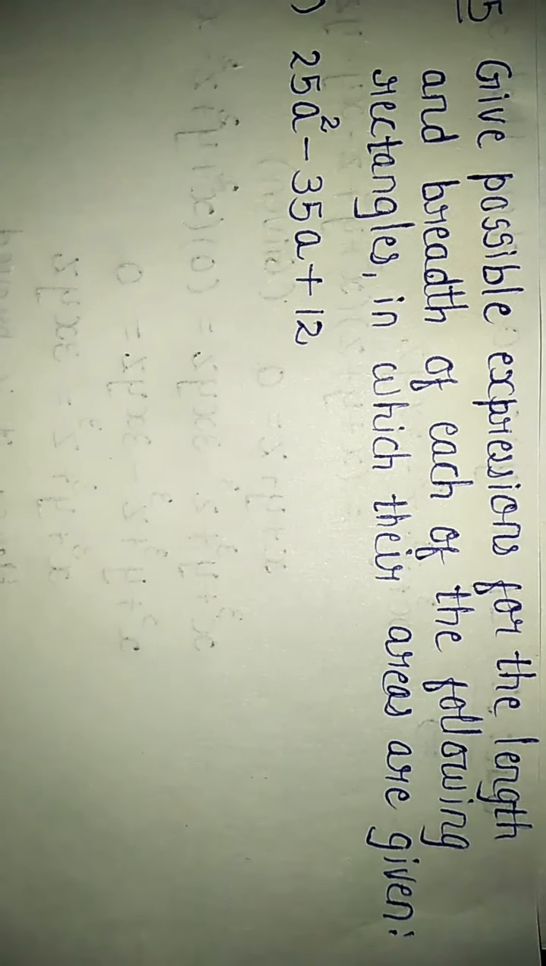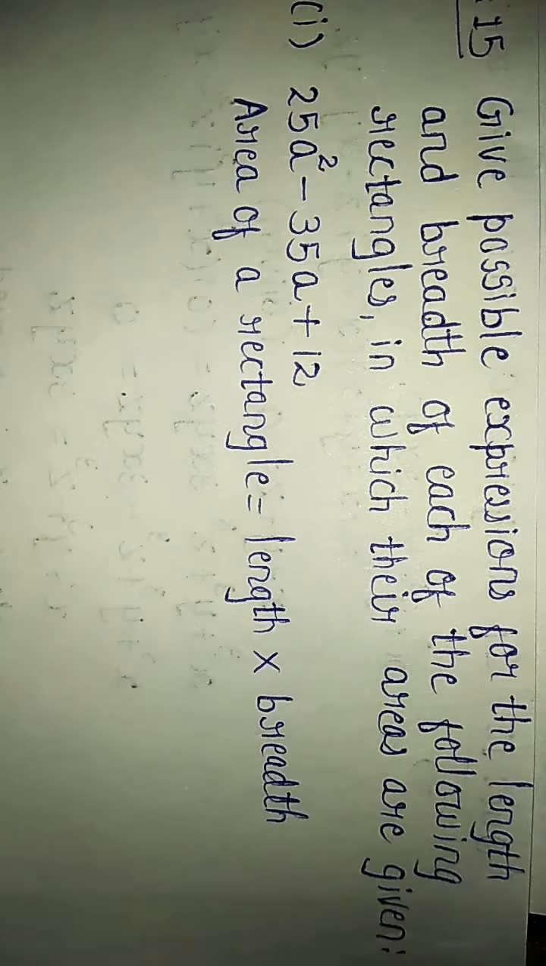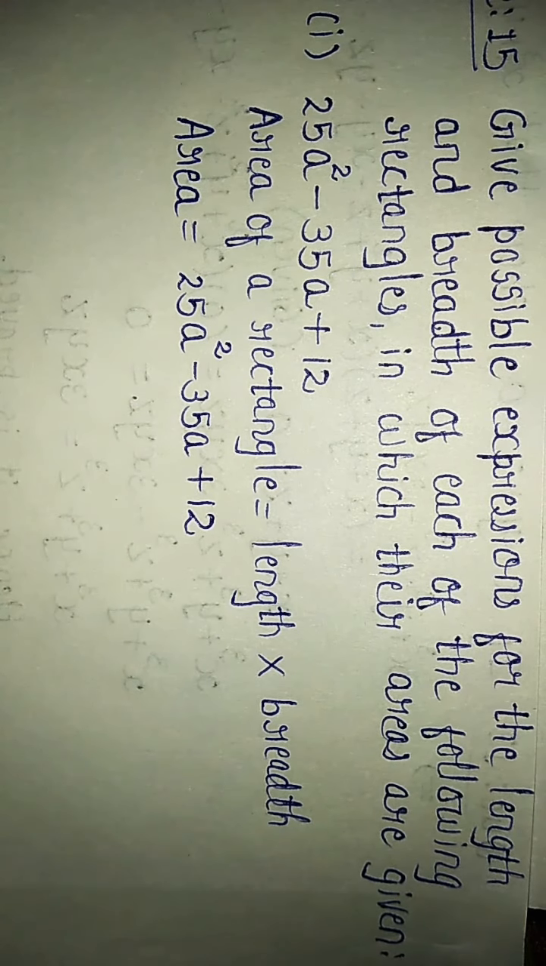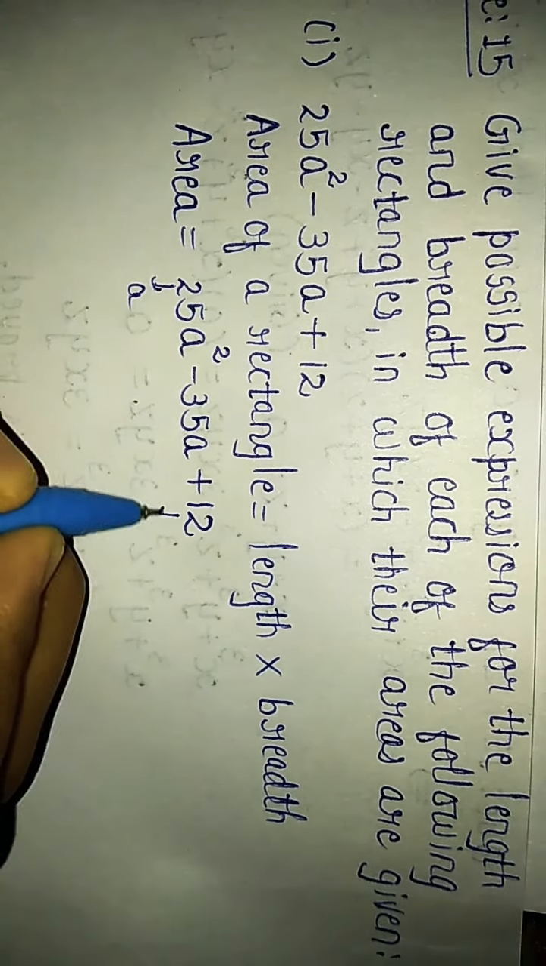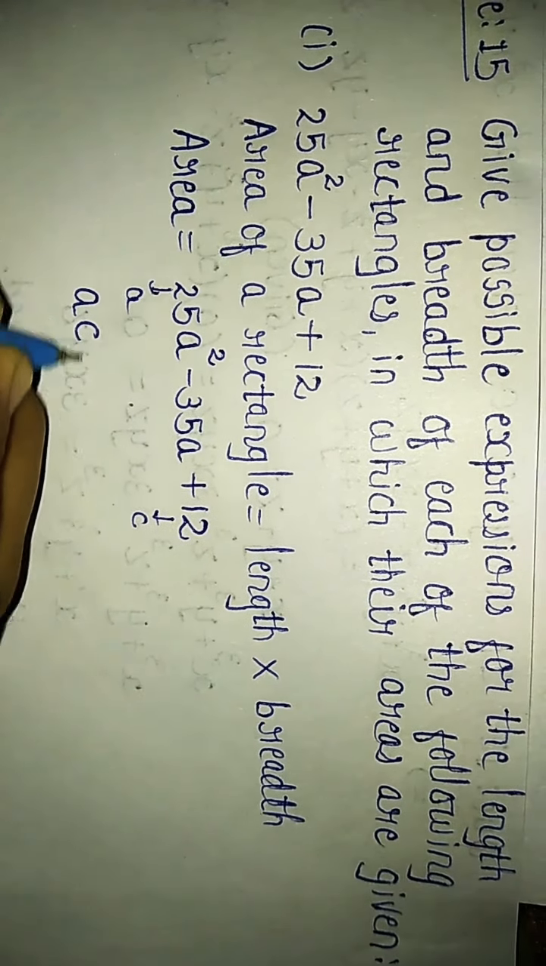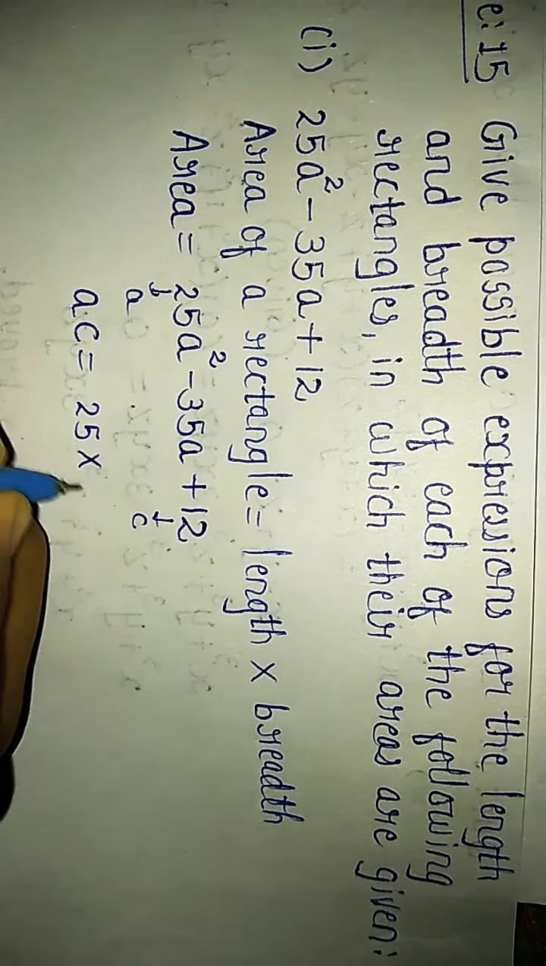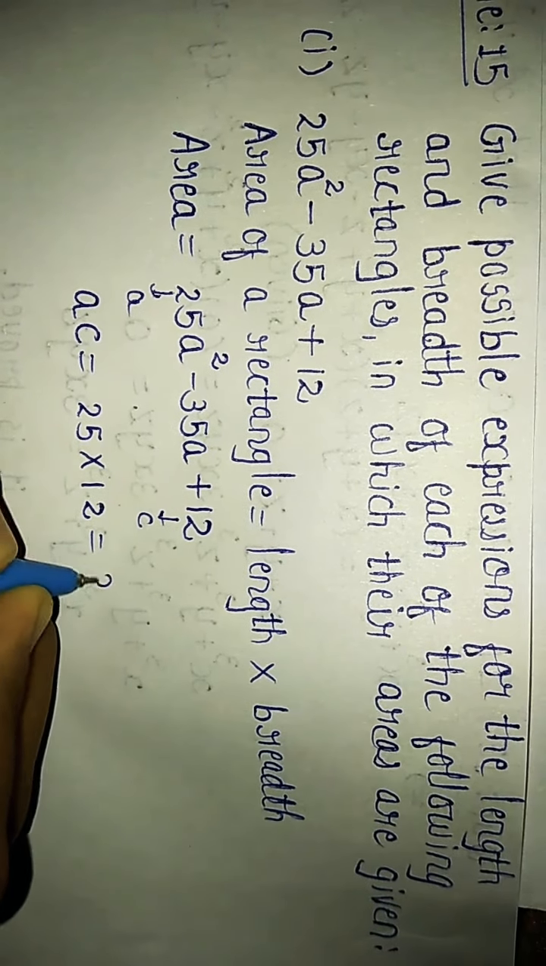How can we solve this polynomial? We know the method of splitting the middle term, so we will use that method. Now we have area is equal to, which is already given, 25a square minus 35a plus 12. Now we will use the method of splitting the middle term. How will we use that? This is a, this is c. A multiplied with c is 25 into 12, which is 300.